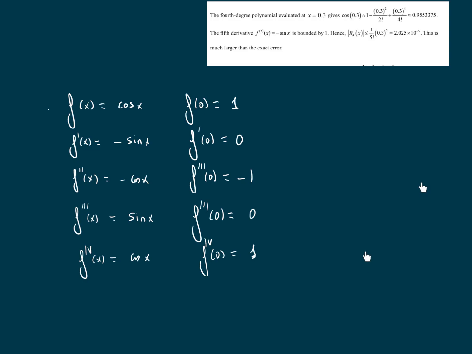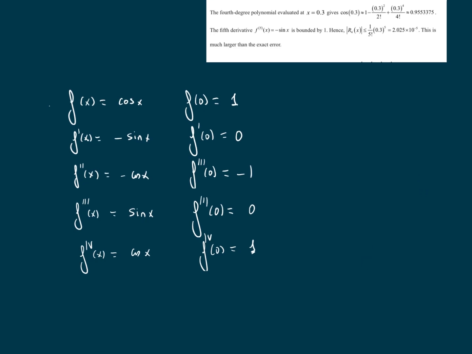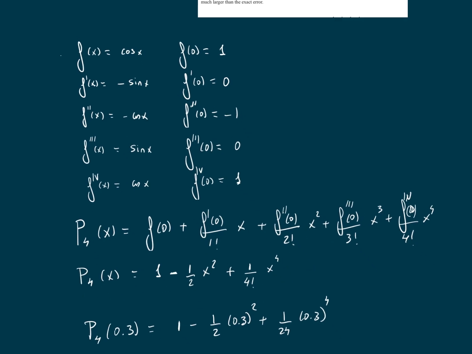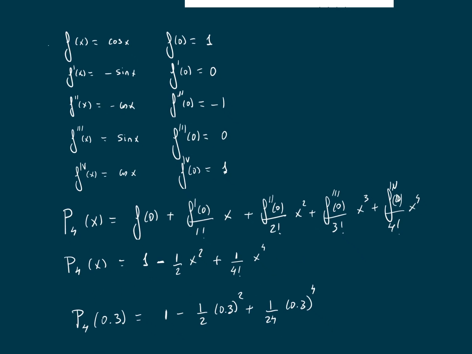So what is the 4-degree Maclaurin polynomial? You remember that cosine of x is an even function, so only even terms will appear in the polynomial. So let's do it. The polynomial that we are looking for is the Maclaurin polynomial centered at 0. It has 1, 2, 3, 4, 5 terms, and it says 4 degrees, so it arrives to the exponent 4.